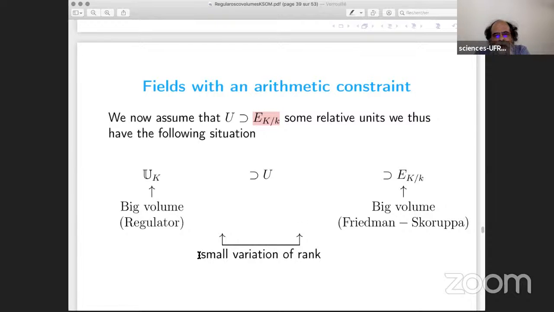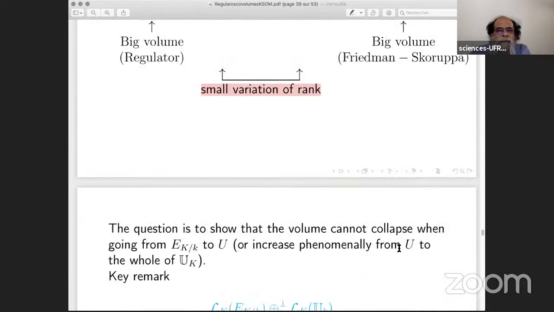But what plays for you is that you have only a small variation of rank, because here the difference of the rank between the two is controlled by the unit rank of the small field. And if you allow k to go to infinity, the variation of rank is small o of the degree.